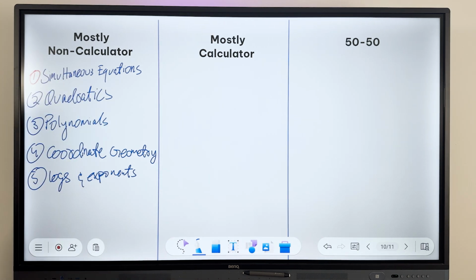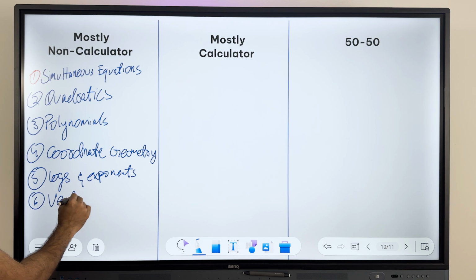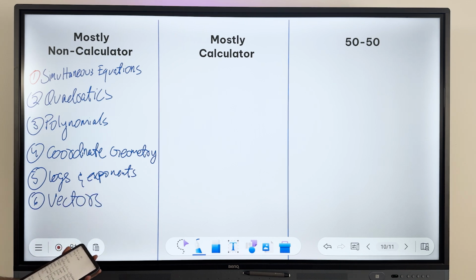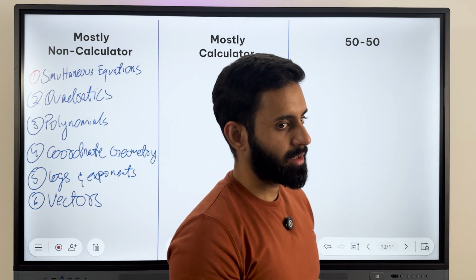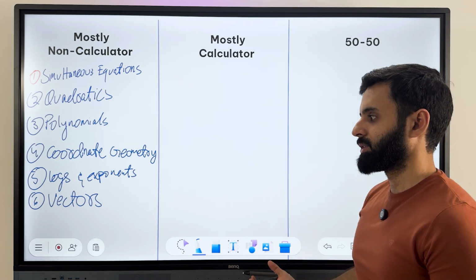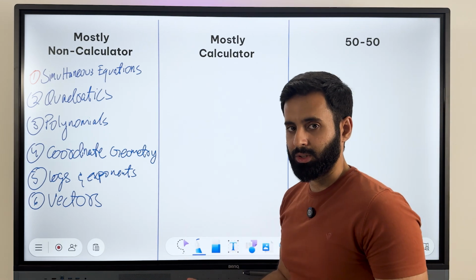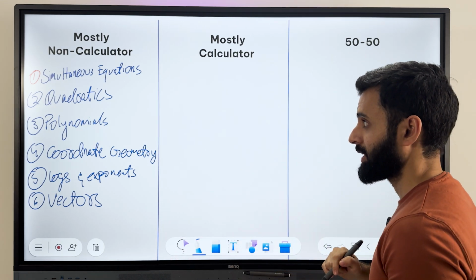And then number 5 is vectors. Once again, the majority of vectors questions are such that you don't need a calculator. Yes, it would be great to have one, but like I said, the concepts are such that you can solve them very easily without a calculator.